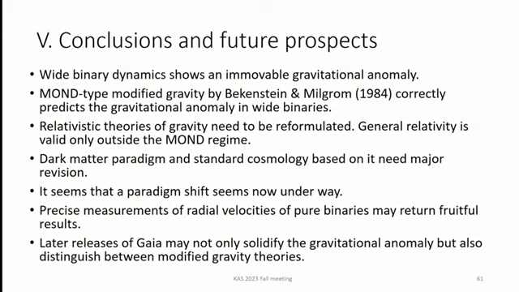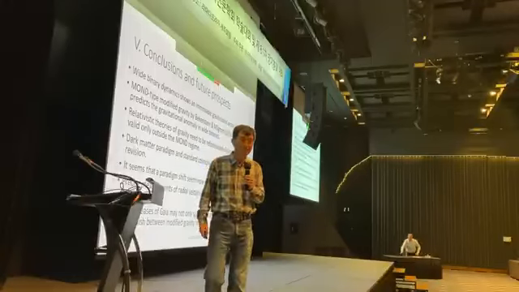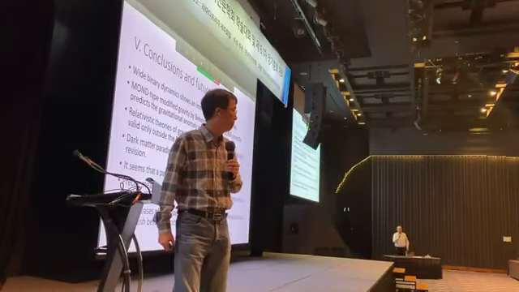And new measurements of radial velocities of pure binaries may provide further proof, because we have a very limited number of precise radial velocities. So this is an area where the measurements can be improved dramatically. And also Gaia DR4 and later data may be useful. So thank you. Thank you very much.